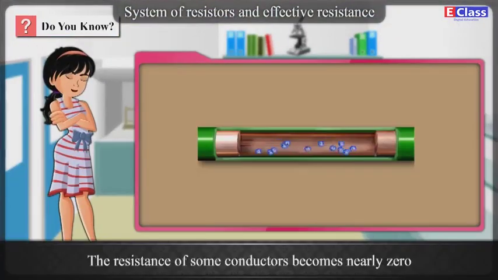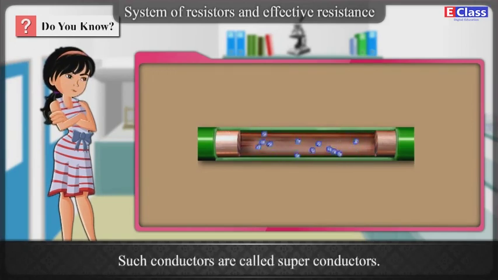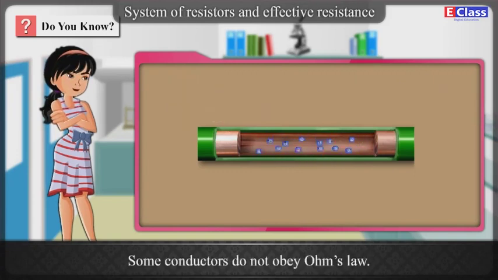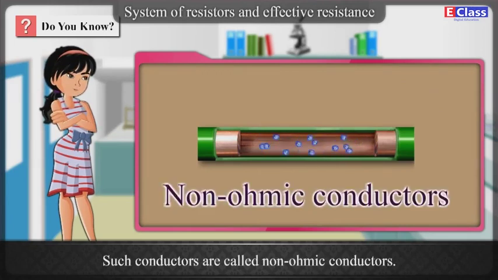Do you know? The resistance of some conductors becomes nearly zero if their temperature is decreased up to a certain value close to 0 K. Such conductors are called superconductors. Some conductors do not obey Ohm's law. Such conductors are called non-ohmic conductors.